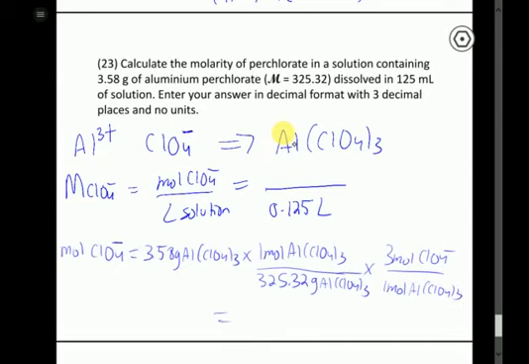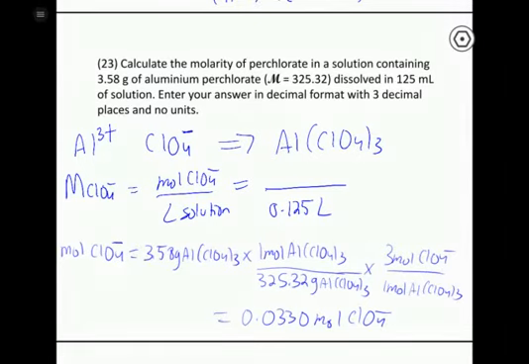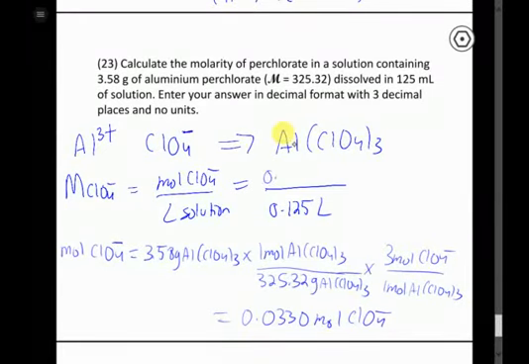So when we calculate that out, we get 0.0330 moles of perchlorate. Many of you forget to do this last step, so don't forget to do that this time. You have to make sure you account for the number of ions in the formula. So when we put that back up here in our molarity calculation, we get 0.264 molar.